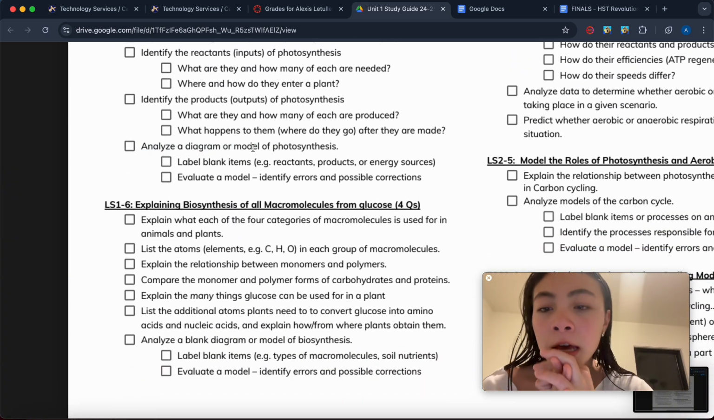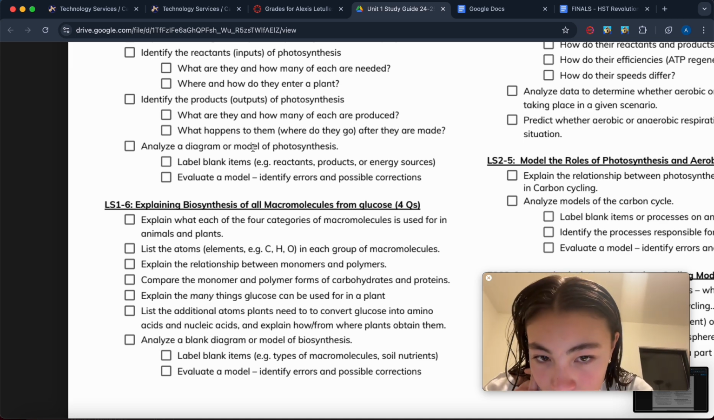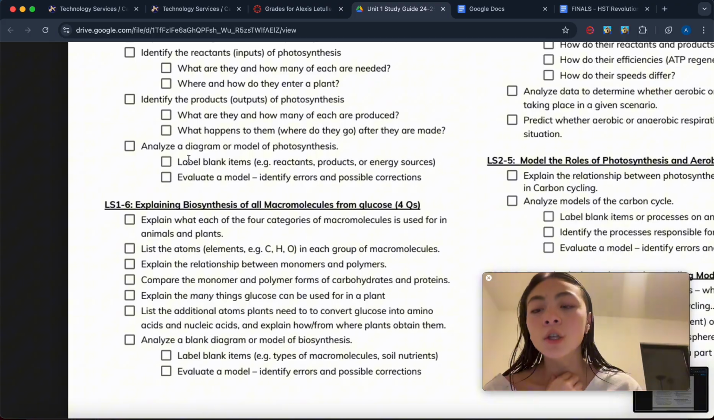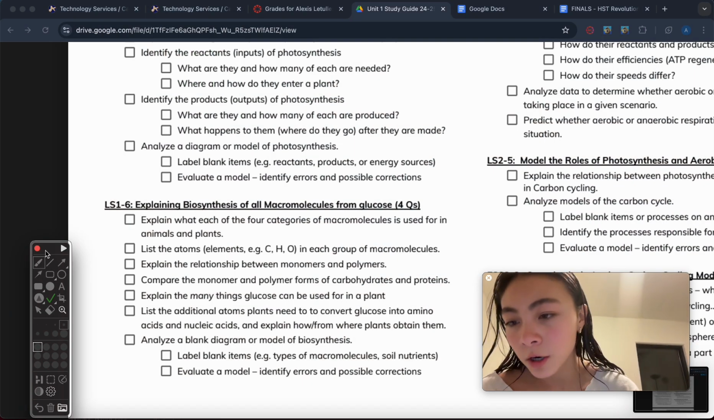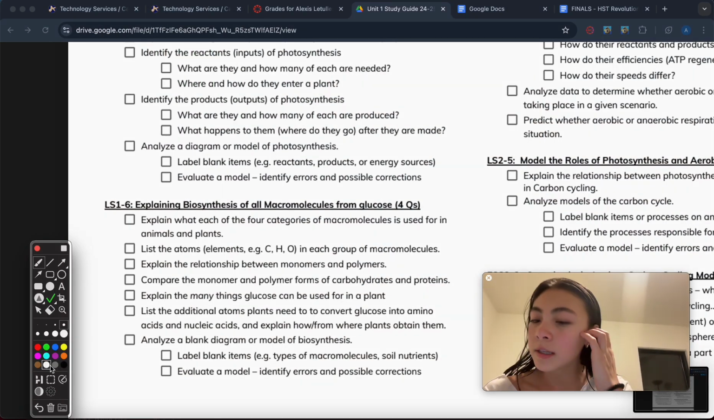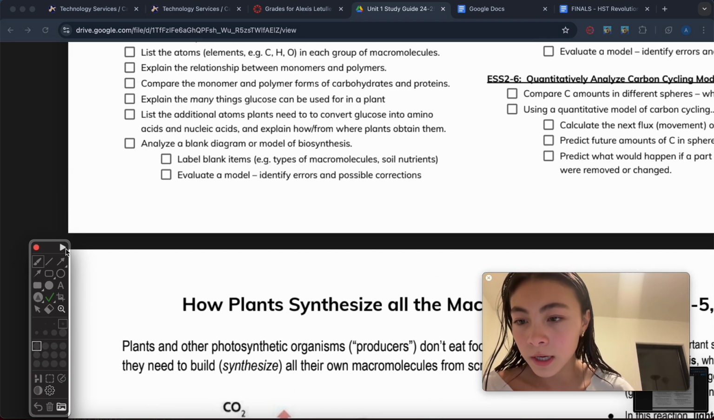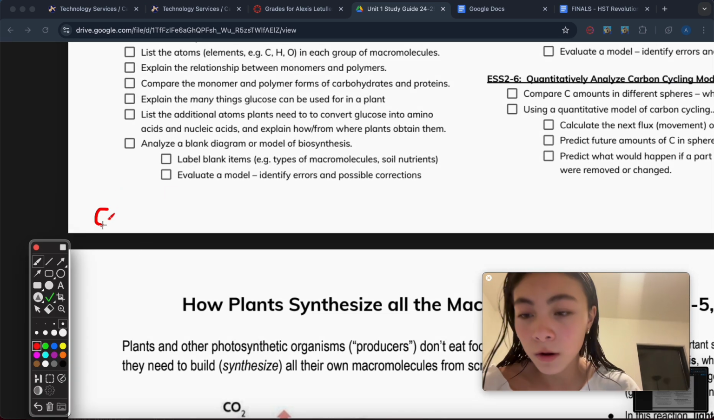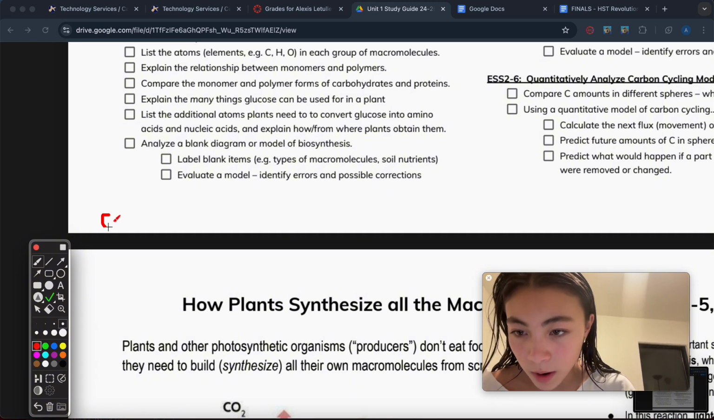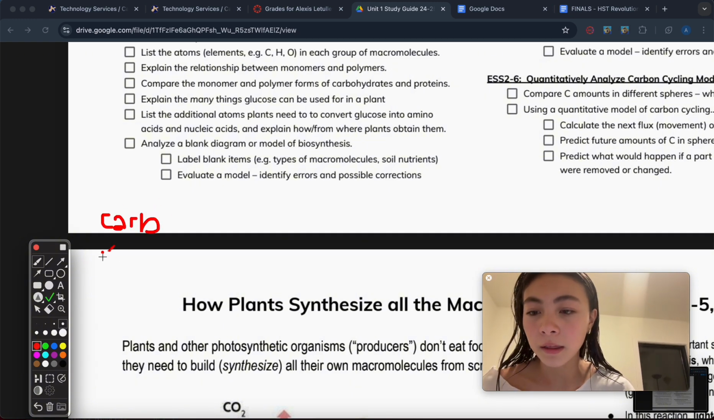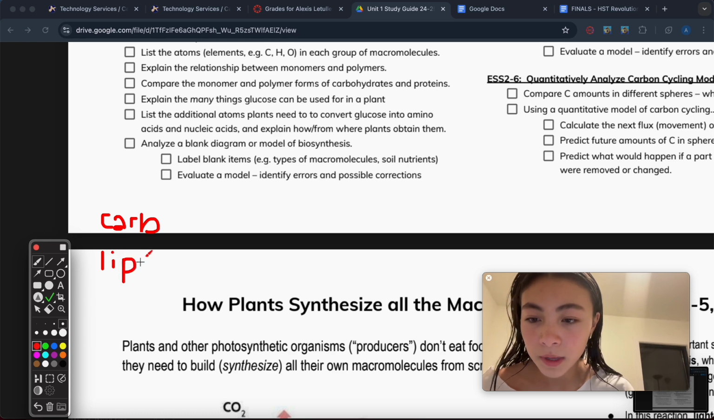And then we have: explain what each of the 4 categories of macromolecules is used for. Okay, so going back to what I was going on earlier, glucose can become 4 things. It can be 5 things actually. I wish I could write this out, but it could become a carbohydrate. It could become a lipid, a fat or oil.